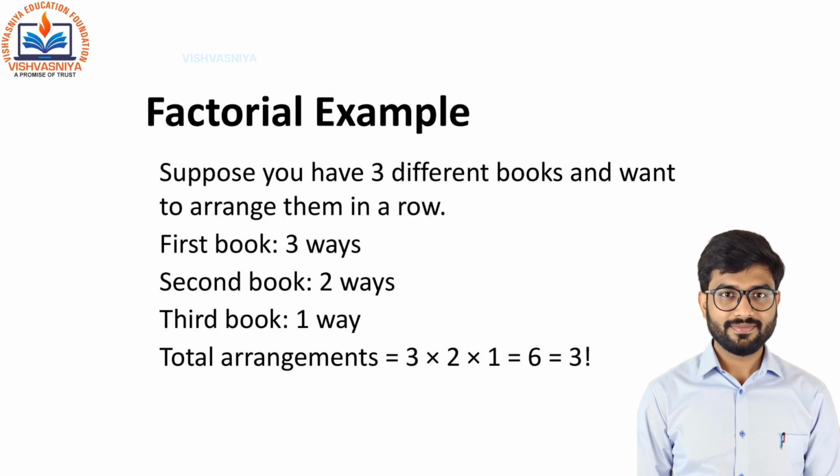Suppose you have 3 different books and want to arrange them in a row. You can choose the first book in 3 ways, the second book in 2 ways, the third book in 1 way. So total arrangements equals 3 into 2 into 1 equals 6 equals 3 factorial.